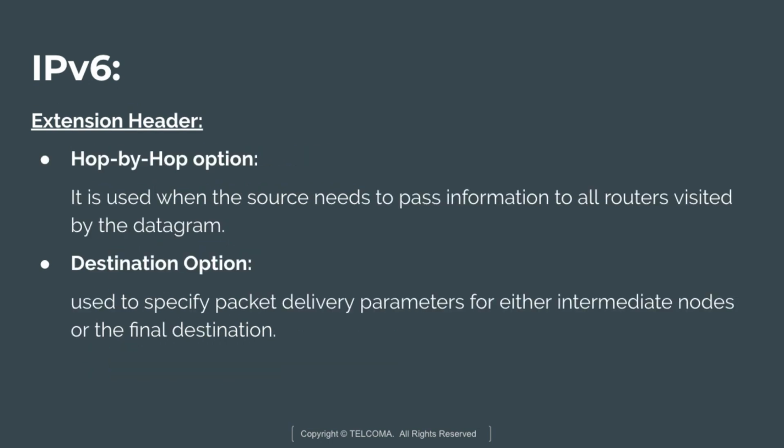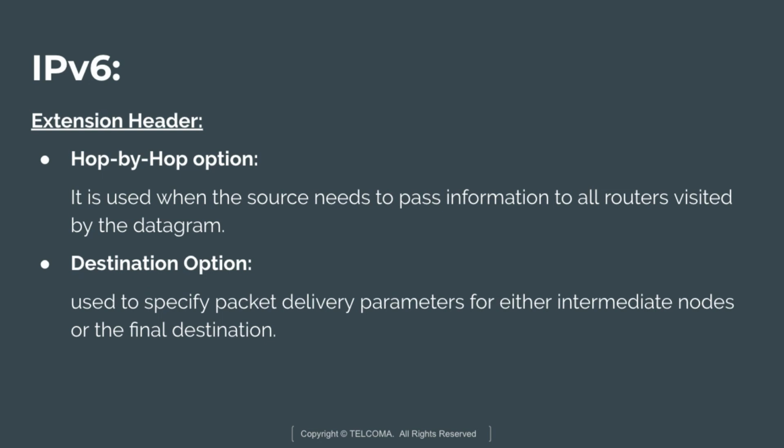The first one is the hop by hop option. Here the hop by hop option specifies delivery parameters at each hop on the path to the destination host. It means it is telling the destination host about the number of routers that are visited by the packet as it travels from source to destination. So it gives information about all the routers visited by the packet. It is identified by the value 0 in the IPv6 header's next header field.